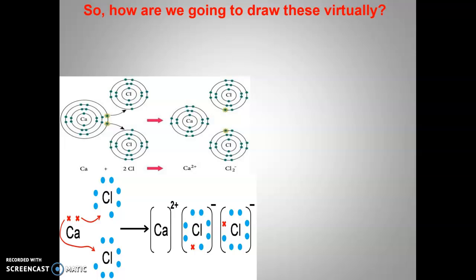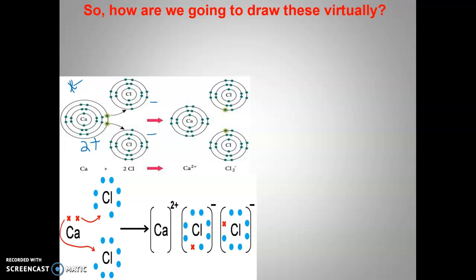So, how are we going to draw these virtually? Normally, like you just saw on the last page, we would draw all the energy rings in class if we were actually in the classroom right now, and do exactly what you see going on pretty much right down here in this picture, where you can see the transfer of electrons with the little arrows. The only thing that's missing is you telling me that calcium is going to be a 2 plus, and then each of these chlorines is going to be a negative. I really want you to show me that.